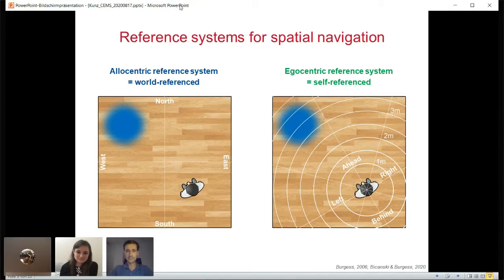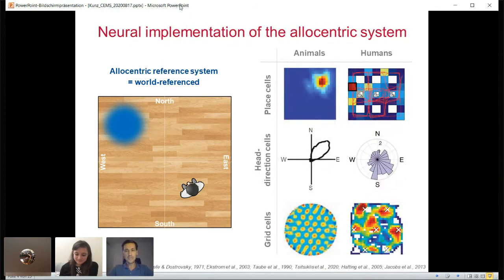In contrast, in egocentric reference systems, spatial information is encoded in relation to the navigating subject. In this case, the blue spot here on the right-hand side is said to be located ahead and several meters away from the navigating subject. Over the past 50 years, there has been much research on the neural basis of the allocentric reference system, which has led to important discoveries such as of place cells, head direction cells, and grid cells. For example, place cells shown here in the upper row activate whenever an animal or a human is in a particular location of an environment.